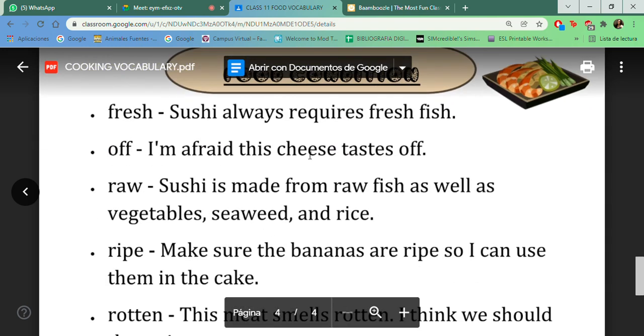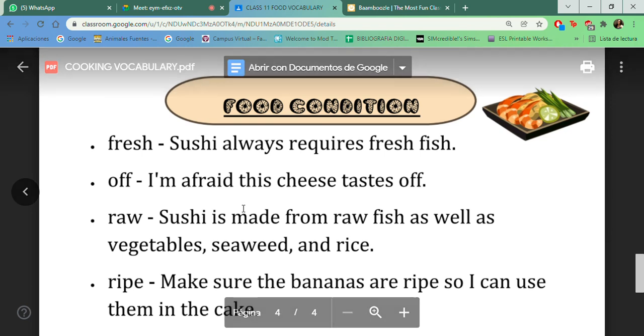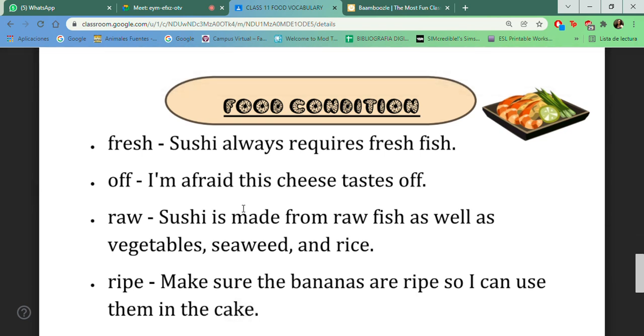Now let's talk about food condition. Okay, these are called food condition. I'm going fast because otherwise we won't have time for the speaking part. Let's see the food condition when it's fresh. Sushi always requires fresh fish. Okay. Off. I'm afraid this cheese tastes off. Raw is the opposite of cooked.